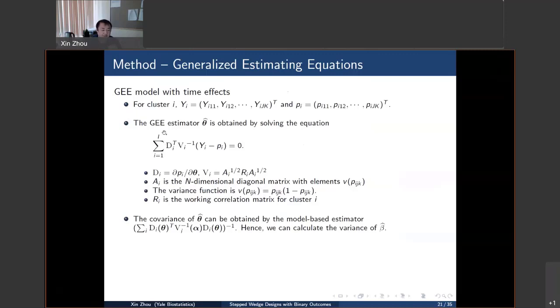The GEE estimator can be obtained by solving these estimating equations, these generalized estimating equations, and the variance-covariance matrix of the estimator can be obtained by this model-based estimator, this one, and then we can calculate the variance of beta. When we have the variance of beta, we can just use the power calculation formula to get the power.